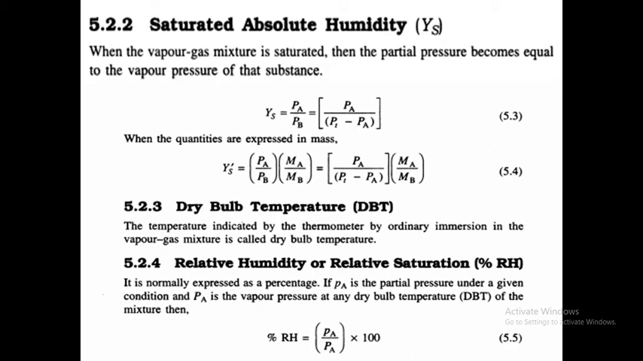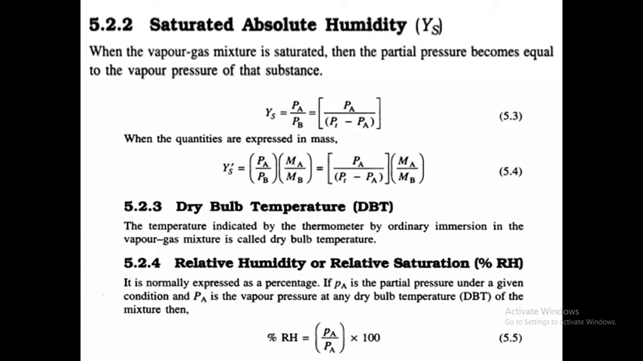It is called DBT. The temperature of the vapor gas mixture recorded by a dry thermometer which is immersed in the mixture is known as dry bulb temperature. Next terminology, relative humidity or relative saturation or percentage RH. It is normally expressed as a percentage.